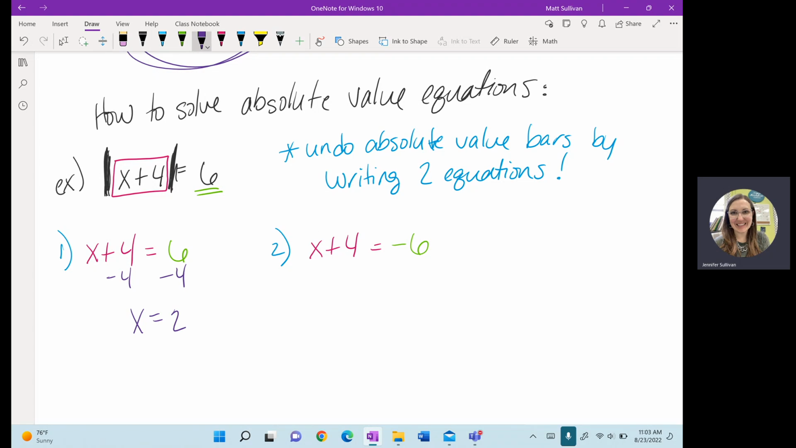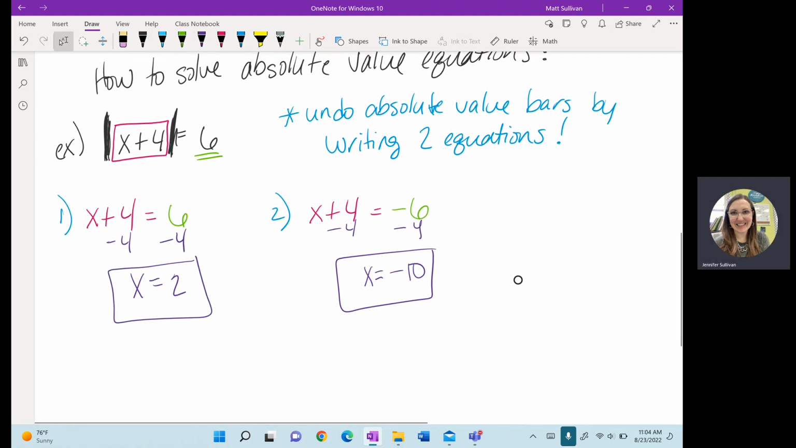Then I come over to the other side and I get x by itself. So I'm going to subtract 4. x equals -6 and -4 is -10. These are my two solutions.